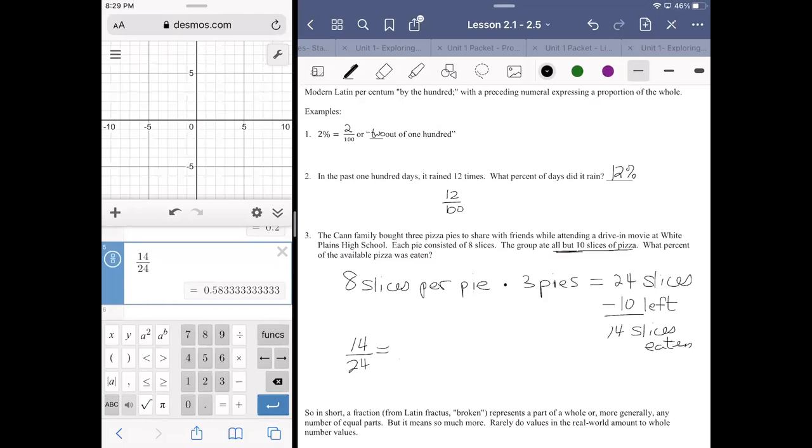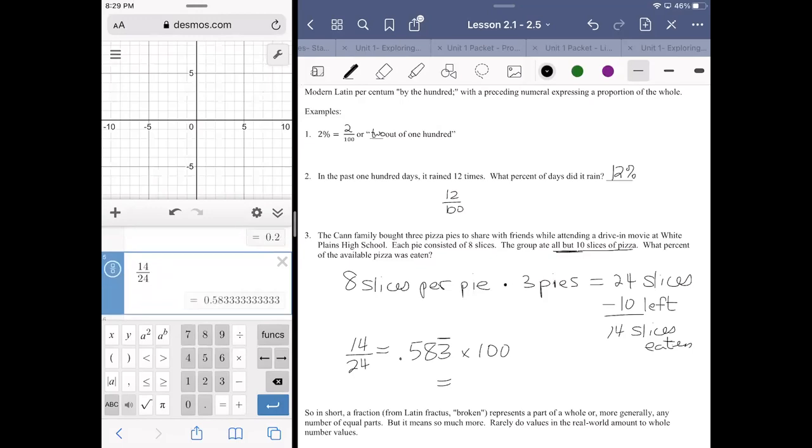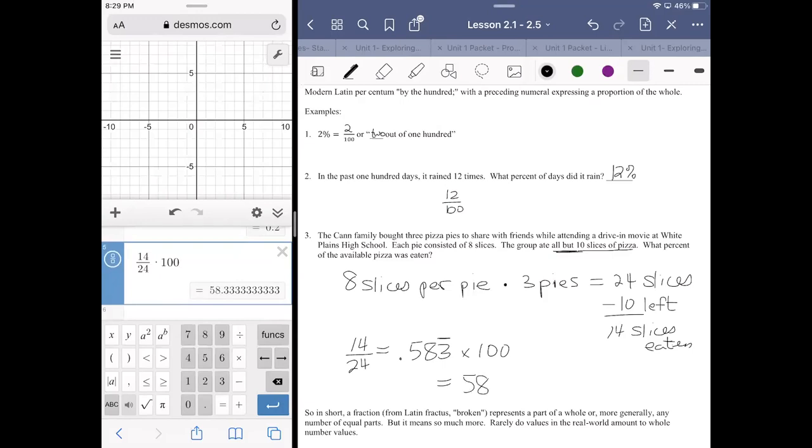We're looking at 58.3%. So in decimal form, it's 0.583 repeated. But we know if we're going to go to percent form, we have to multiply by 100, and take that step for granted. The students wouldn't necessarily know to do that unless they're told to. And so we have 58.3%.